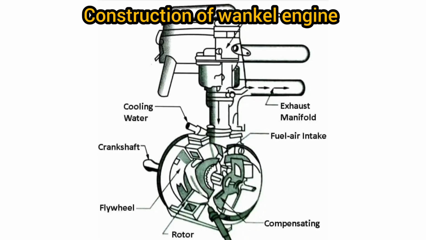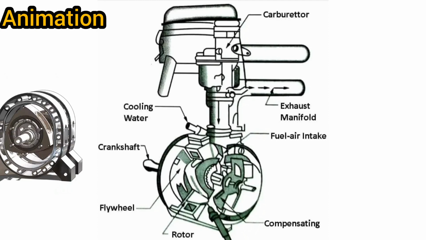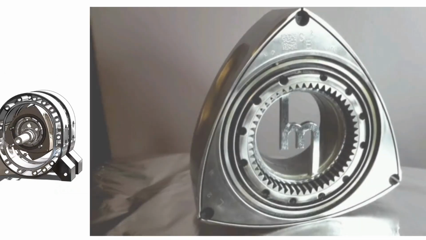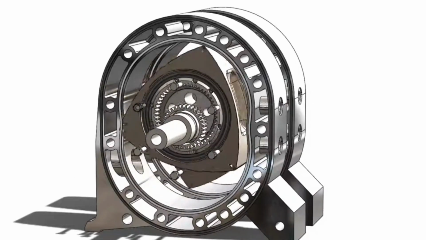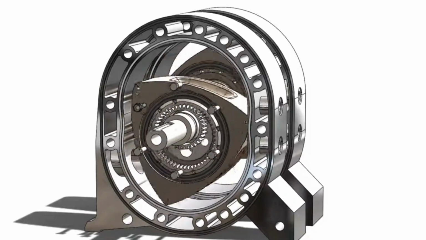Construction of Wankel engine. This image and animation shows a simplified construction of the Wankel rotary engine. It consists of a 3-lobe rotor, a rotor of triangular shape with curved sides that rotates eccentrically in an oval chamber. The rotor is mounted on the crankshaft through external and internal gears.